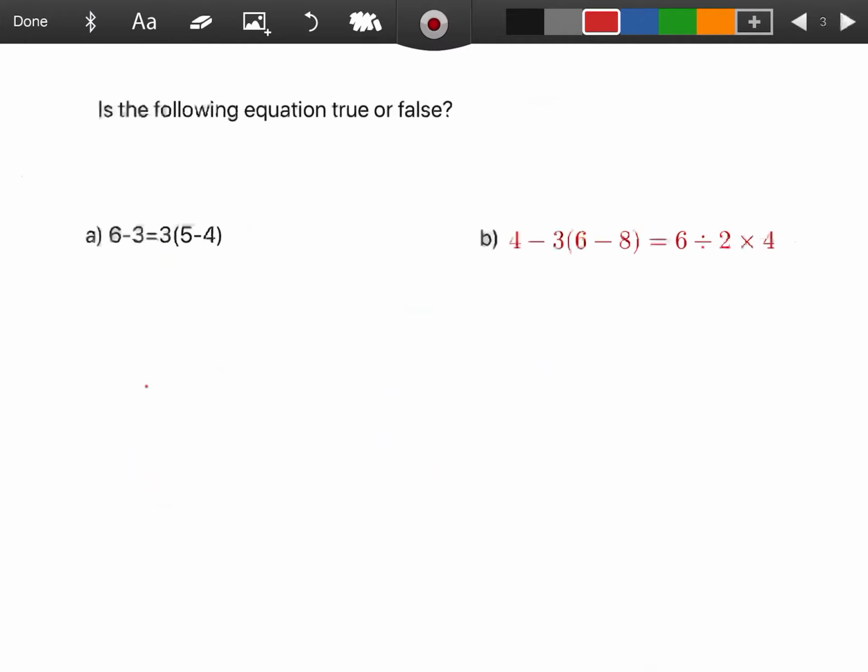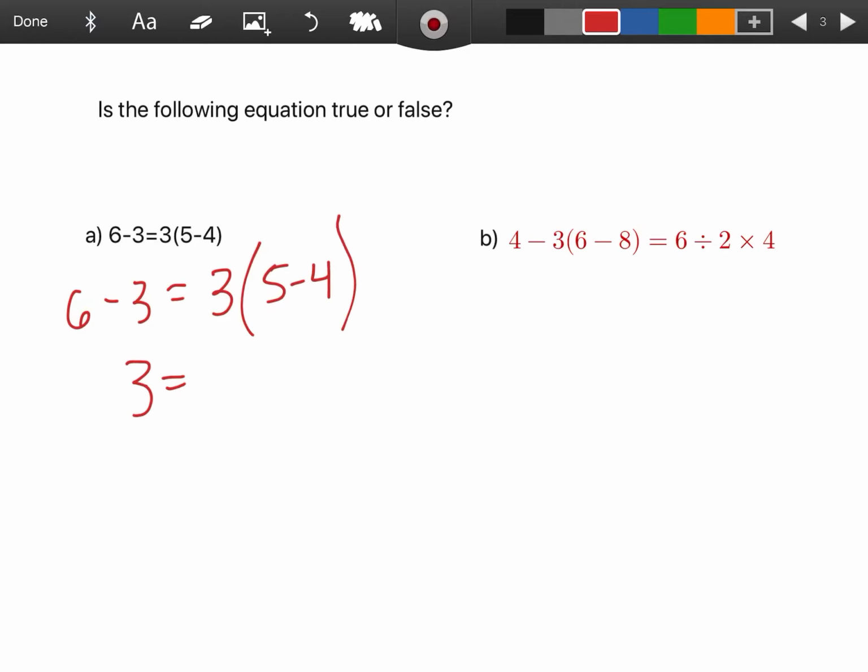All right, so let's just do a quick example of, is the following equation true or false? So we're going to do the same thing where we're just going to simplify the left side, simplify the right side. If we get the same thing on both sides, then the equation is true. So 6 minus 3 is equal to 3 times 5 minus 4. Well, the left side is going to be really easy for us to simplify. 6 minus 3 is just 3.